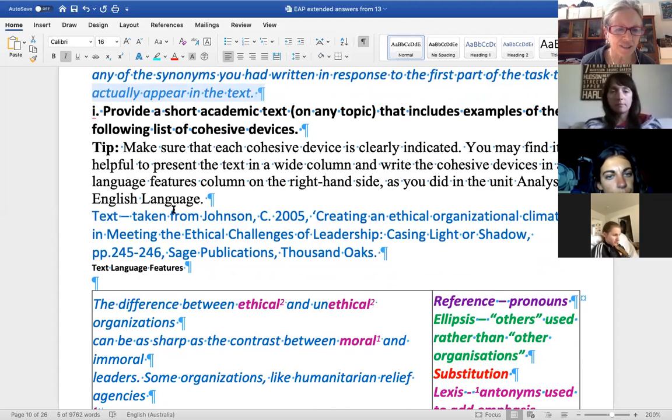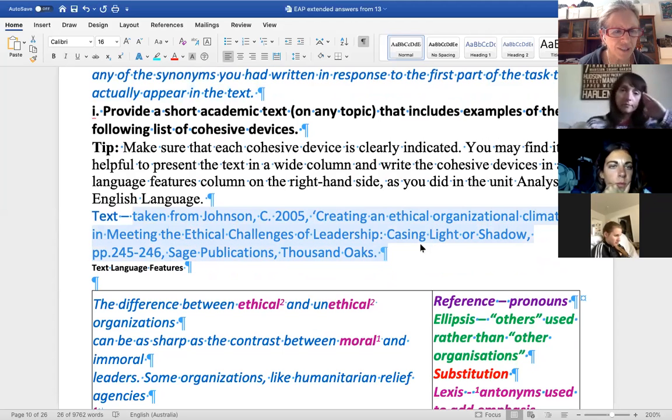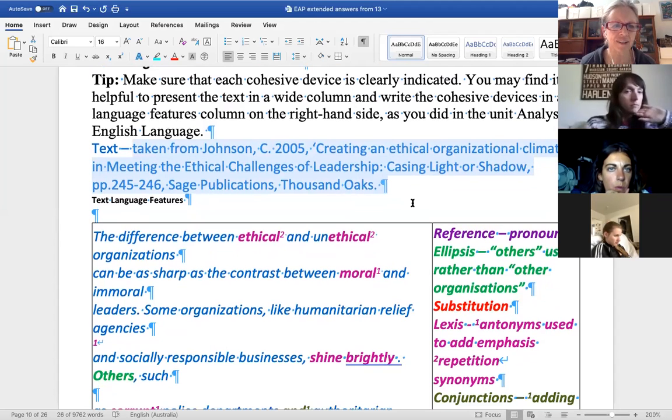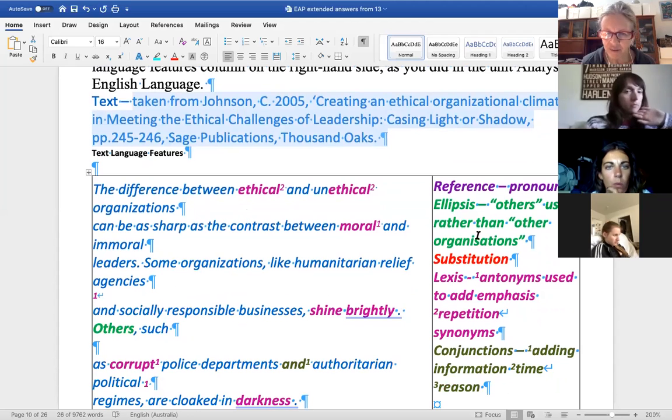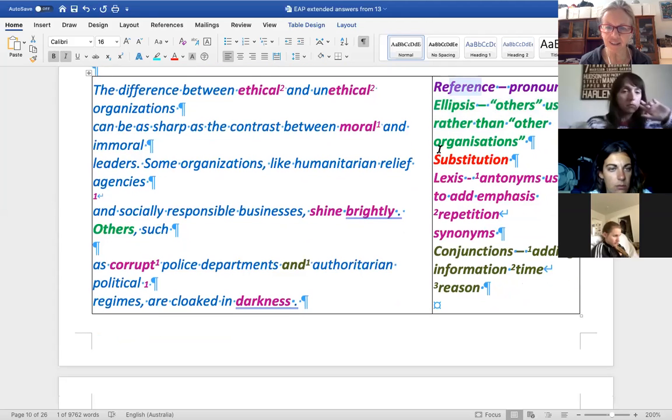So let's see, that's the text here. Create an ethical organisational climate in meeting the ethical challenges of leadership. It's all referenced there as well. They've got different colours. Green is ellipsis, like referencing, saying the same person's name, we say he or she. So the pronouns are in that colour.